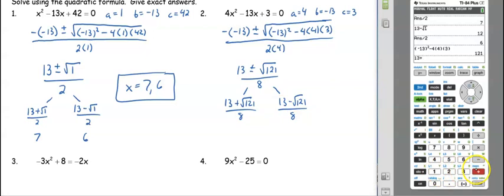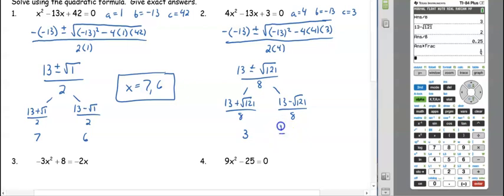So I'm going to have 13 plus the square root of 121 divided by 8 is 3. And I have 13 minus the square root of 121 divided by 8. That's a fraction, so I'm going to hit math, enter, enter to get our fraction of 1/4. So x is equal to 3 and 1/4.